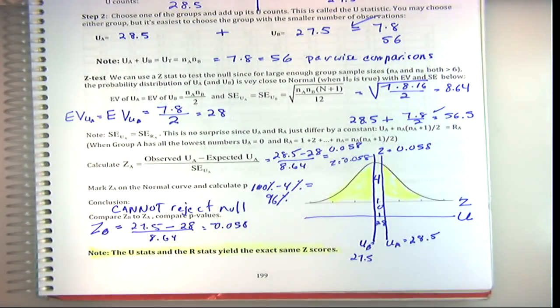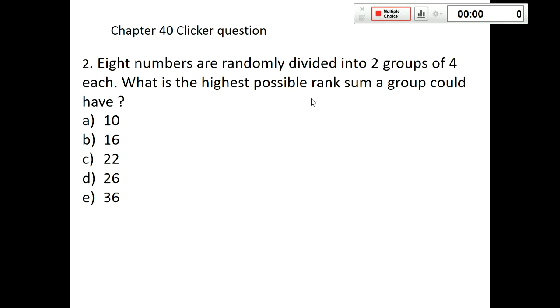Before we go on, let's just do an iClicker, make sure you know how to do some of this. So let's go here. 8 numbers are randomly divided into 2 groups of 4 each. What's the highest possible rank sum a group could have?